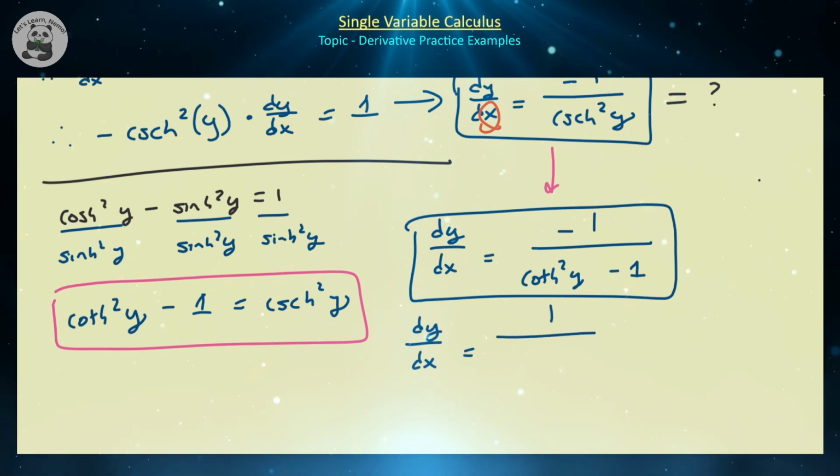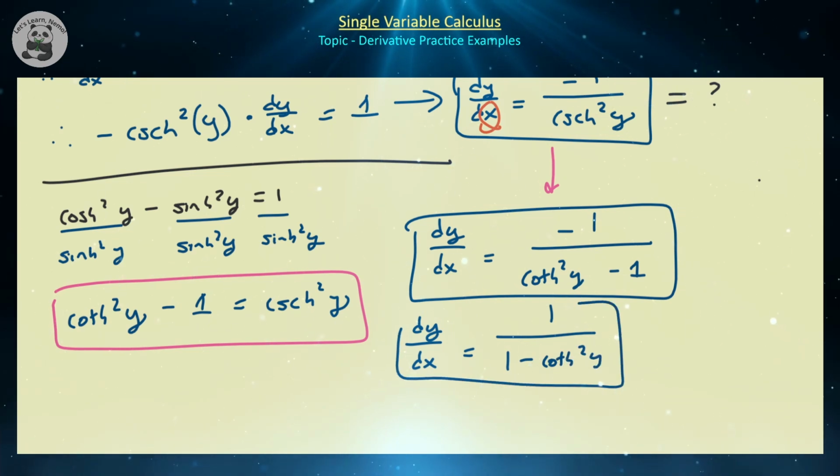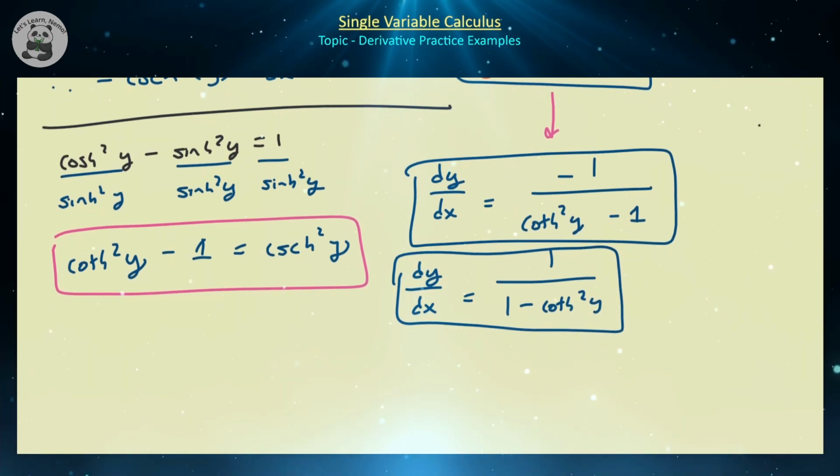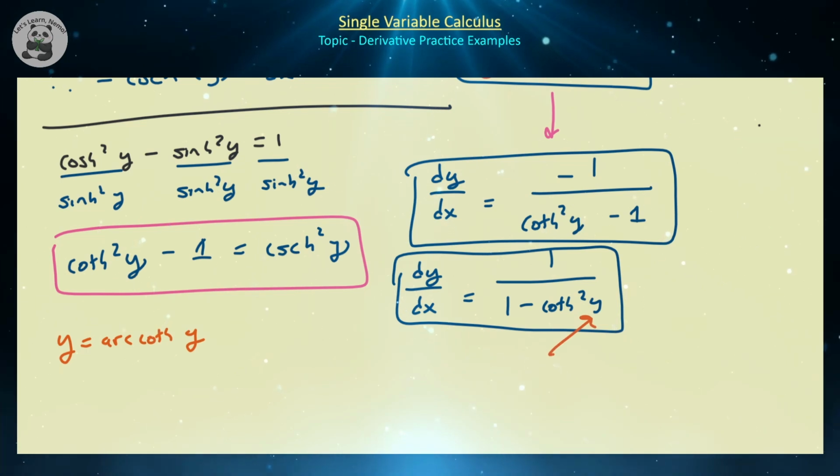We can make that 1 over 1 minus hyperbolic cotangent squared of y. And you're like, but you haven't really changed anything. It's still a function of y. But keep in mind, y is equal to inverse hyperbolic cotangent of x. And if we substitute that into that expression, the hyperbolic cotangent and the inverse hyperbolic cotangent cancel, right? And that's exactly what we want. And that should be x, not y, of course, right?